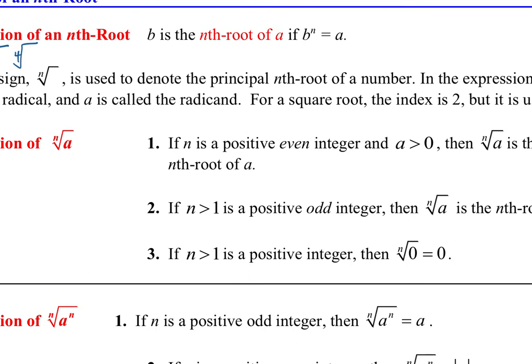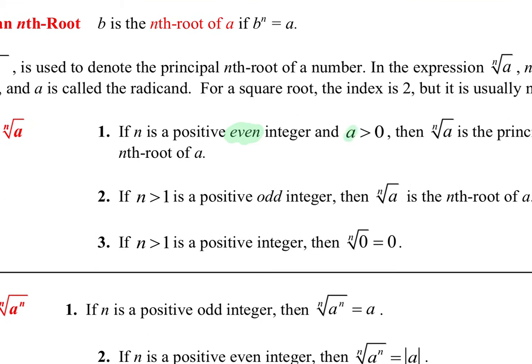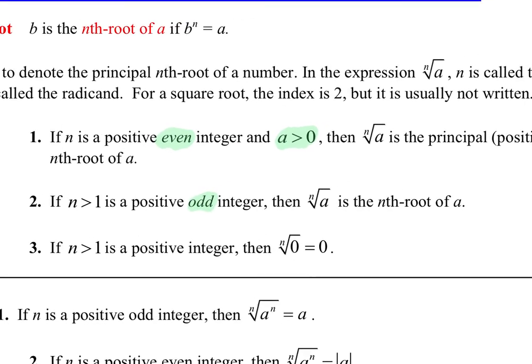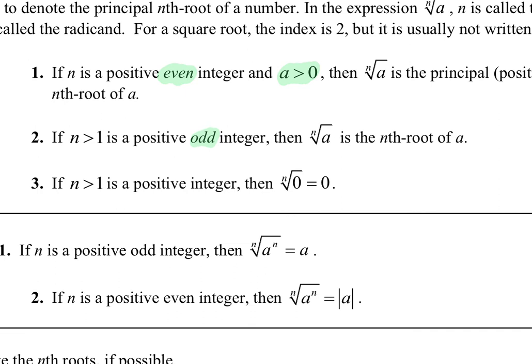So if your index is even, then what you are taking the root of must be a positive number. It must be greater than 0, okay? But if your index is odd, then it doesn't have to be. You can take, for instance, the cubed root of a negative number, but you can't take the squared root of a negative number. See, 3, the index of a cubed root, would be odd, but the index of a square root would be even. So you cannot take an even root of a negative number, but you can take the odd root of a negative number.